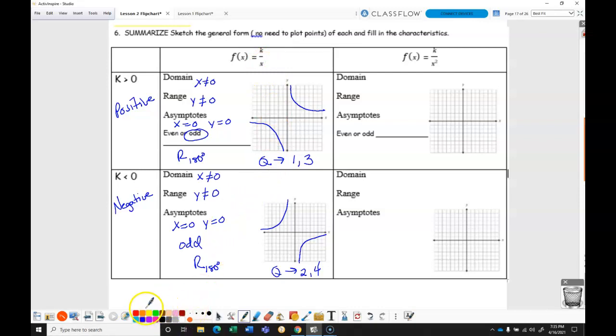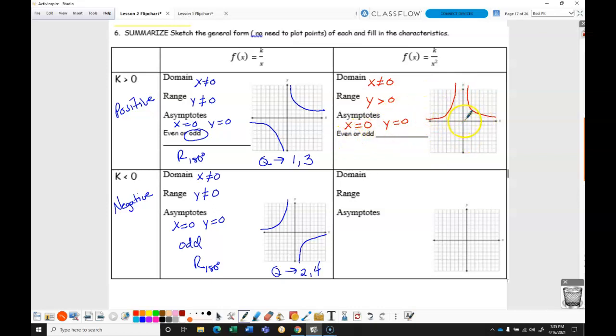Now let's look at x to the second power. All right. When it was to the second power, it looked like this with a positive numerator. So my domain was all x's except for 0, but my range was that y had to be greater than 0. My asymptotes are still the axes, so the y-axis is x equals 0, and the x-axis is y equals 0.